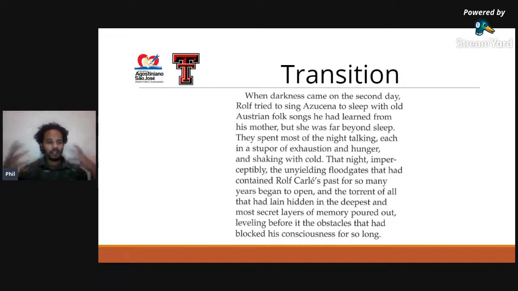So remember, we talked about this existential crisis. What does life mean? It starts to happen here in the second day. That's the transition in the story. And remember, she foreshadowed it in the first paragraph, or the second paragraph, actually, that Rolf would have this change, would have this profound thing happen to him while he's taking care of this little girl.